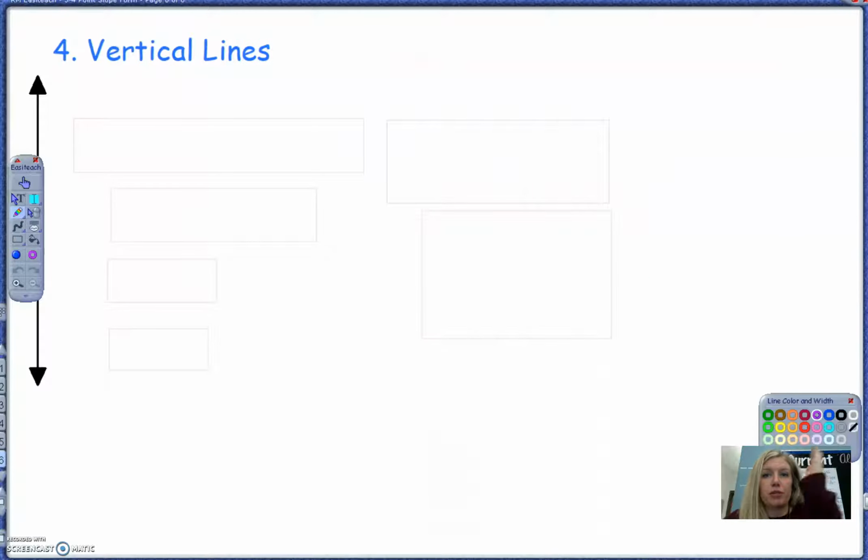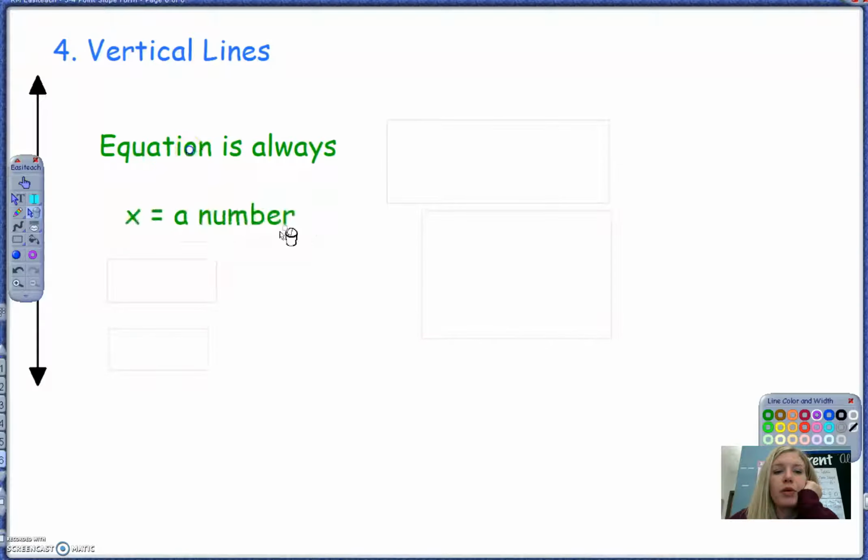Vertical line equation, so we want the line to always be at an x value. Your equation is going to be x equals a number. So the x has to stay the same, and your y can change. It's going up and down at any value.